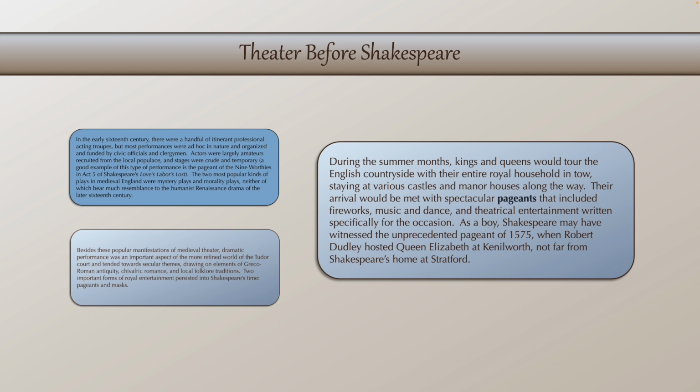So during the summer months, kings and queens during this period would tour the English countryside with their entire royal household in tow. This could involve a couple of hundred carts and wagons. And they would stay at various castles and manor houses along their route, and their arrival would be met with spectacular pageants that included fireworks, music and dance, and theatrical entertainment written specifically for the occasion. As a boy, Shakespeare may actually have witnessed one of the most famous pageants ever, the pageant of 1575, when Robert Dudley hosted Queen Elizabeth at Kenilworth, not far from Shakespeare's home at Stratford.